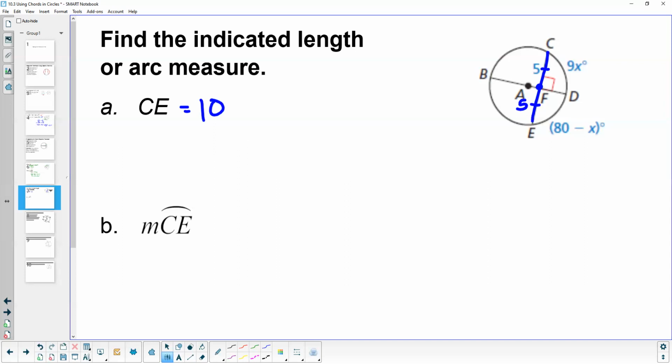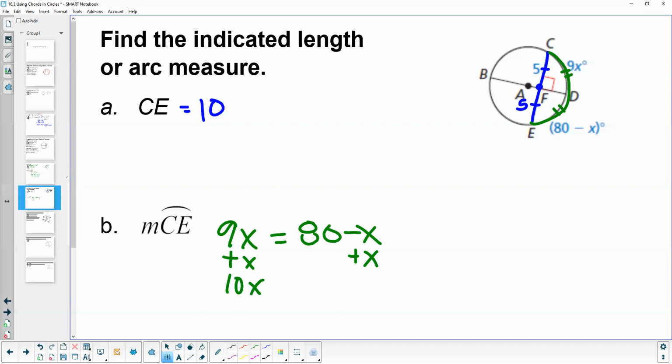To figure out the measure of arc CE, so now we're talking about our arc, we know that by that same theorem this part of the arc is congruent to this part of the arc, so we can set those equal to each other. We can do 9x is equal to 80 minus x, because we know the measure of arc CD and the measure of arc DE are equal based on that theorem. So we can use this to solve for x and then use x to figure out the measure of arc CE. We add x to both sides and get 10x equals 80. We can divide both sides by 10 and we get x equals 8.